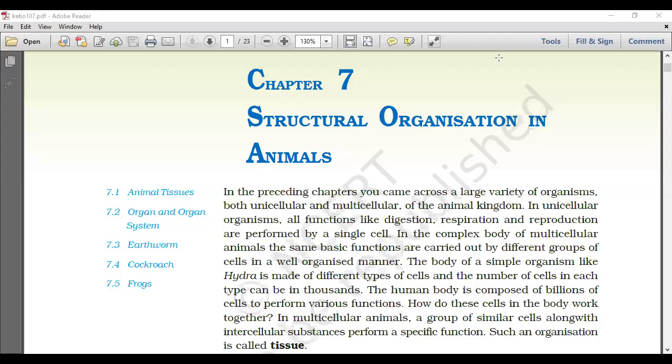NCERT Class 11, Chapter 7, Structural Organization in Animals.